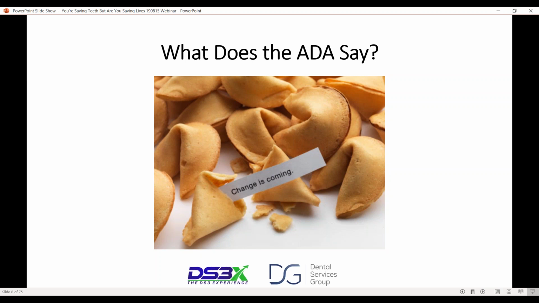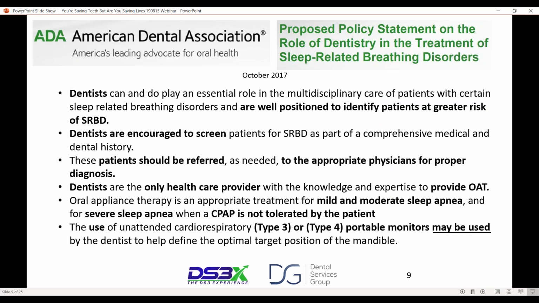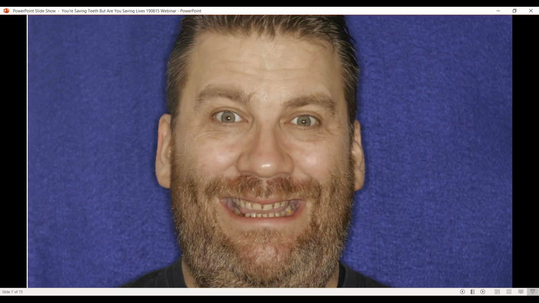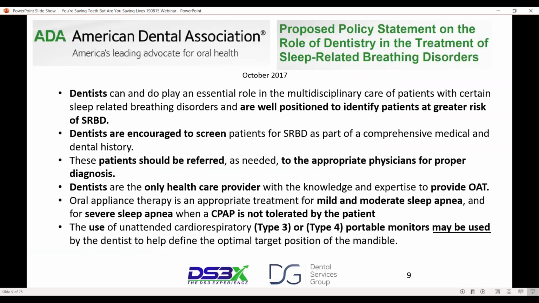And so what does the ADA say? Well, as of a few years ago, almost 2 years ago, they say you should be doing this. You should be looking at, I'll back up again, this guy to see if maybe he has some airway problems that you could help him identify and possibly treat.